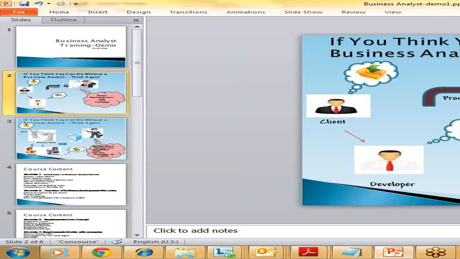Those who perform this task are often known by titles like business analyst, and somewhere they might be called system analyst. So this is what a business analyst does, and this is what business analysis is. Now, why do we need a business analyst and what is the importance of a business analyst?